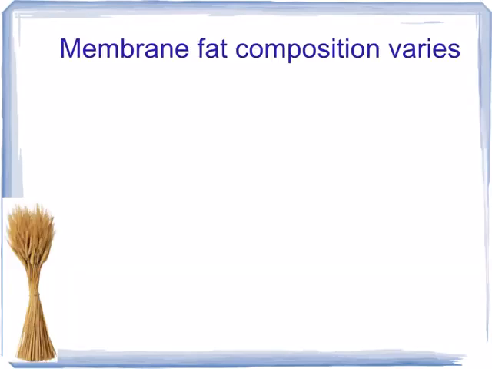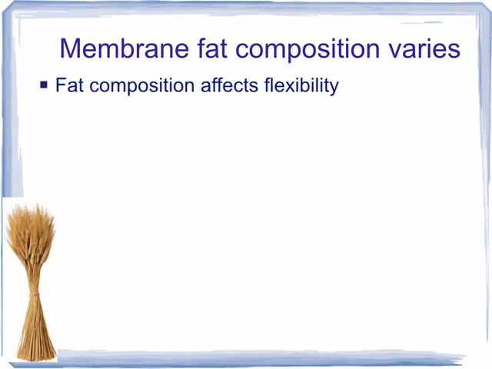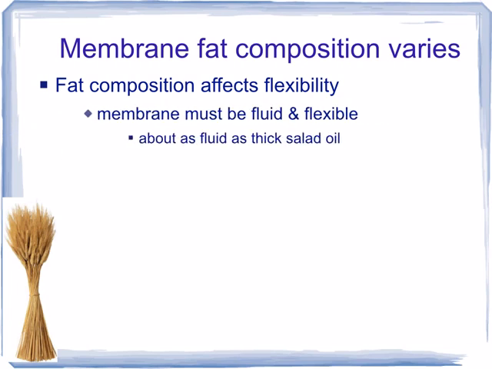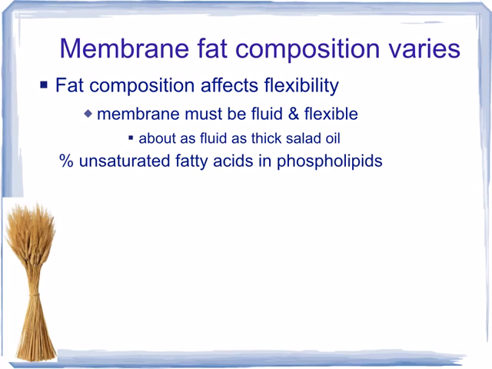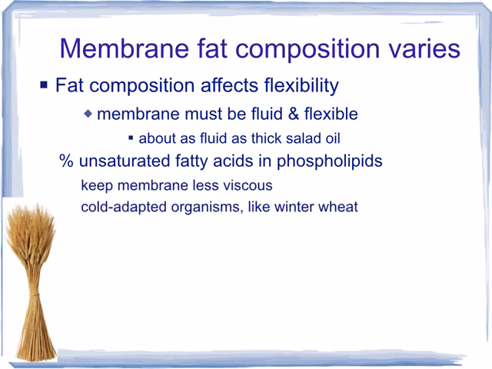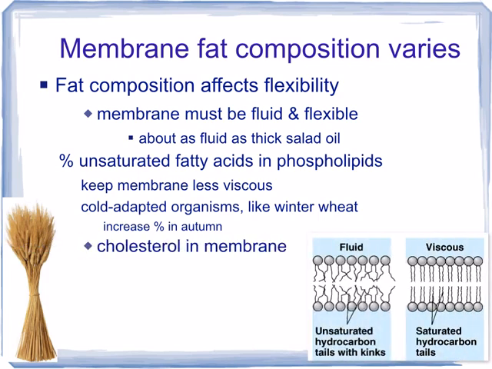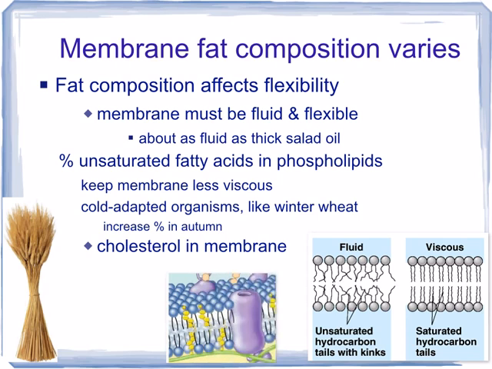Let's have a look at the different membrane fat composition. So the fat composition affects flexibility, and we know that the membrane must be fluid and flexible. So it's about as fluid as thick salad oil. So how is this varied? Well, this depends on the percentage of unsaturated fatty acids and phospholipids. These keep the membrane less viscous. For example, in cold-adapted organisms like winter wheat, the percentage increases in autumn. You've also got cholesterol in the membrane. So here you can see unsaturated hydrocarbon tails make the membrane more fluid, and saturated tails make it more rigid.